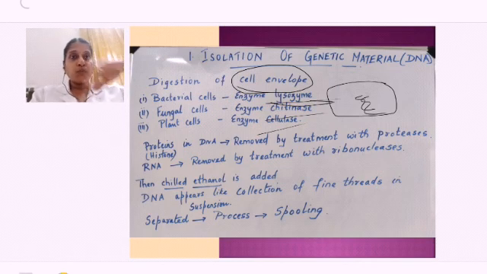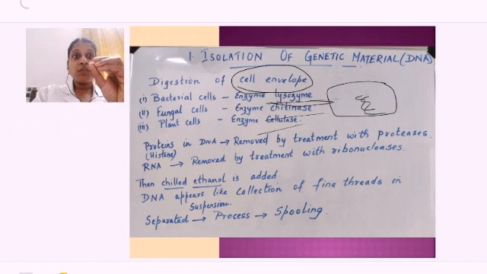So first I am removing the cell wall and envelopes with the help of some enzymes. Learn the enzymes that are given in the books. For bacteria it is lysozyme, for fungi it is chitinase, for plants it is cellulase. After removing it, the membranes can easily be dissolved. For example, if I add a soap solution, all these membranes will get dissolved. Now DNA will be left out.